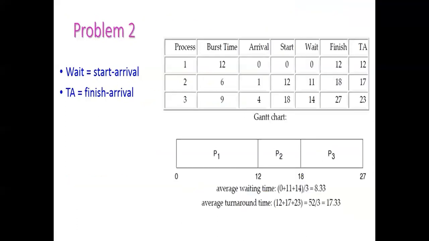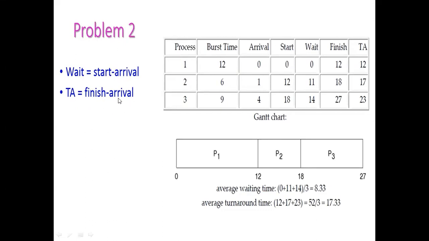So coming on to problem 2, the process P1 has a burst time of 12, P2 has a burst time of 6, and P3 has a burst time of 9, and the arrival times are depicted here. If these are the problem data given, we need to calculate the start time, waiting time, finish time, and the turnaround time. The waiting time is calculated using the formula: the difference between the start time and the arrival time. The turnaround time is calculated as the difference between the finish time and the arrival time.